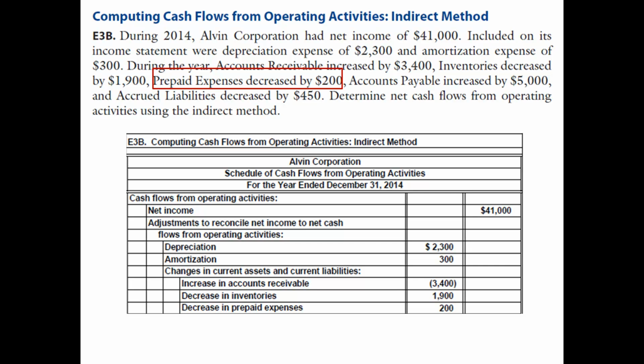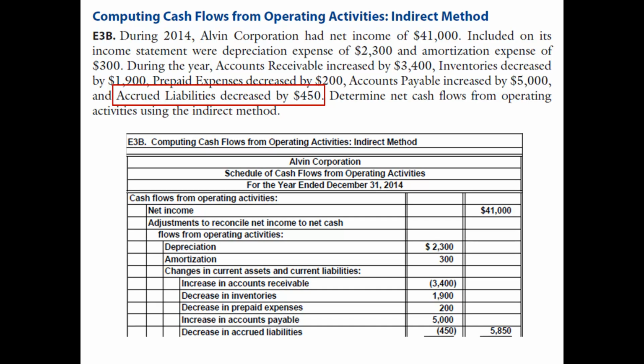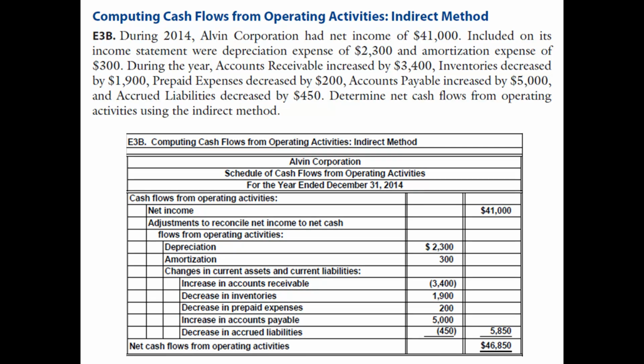And that brings us to our current liabilities. Our accounts payable increased by $5,000 from one year to the next, so that is added in. Our accrued liabilities decreased, however, so we subtract that amount out. And then when we calculate all of those changes in the first column, we come up with a net increase of $5,850 that is added to our net income, which gives us net cash flows from operating activities for a total of $46,850.